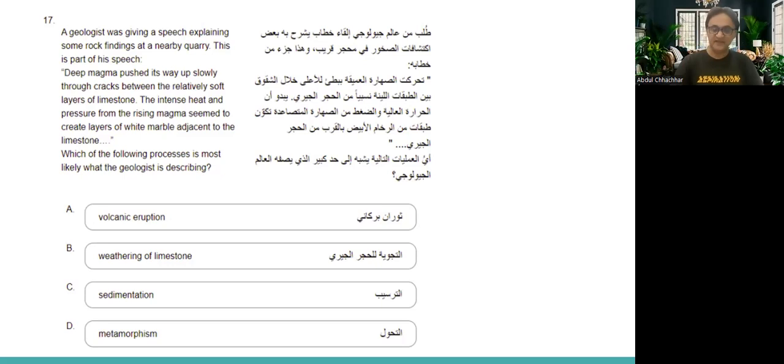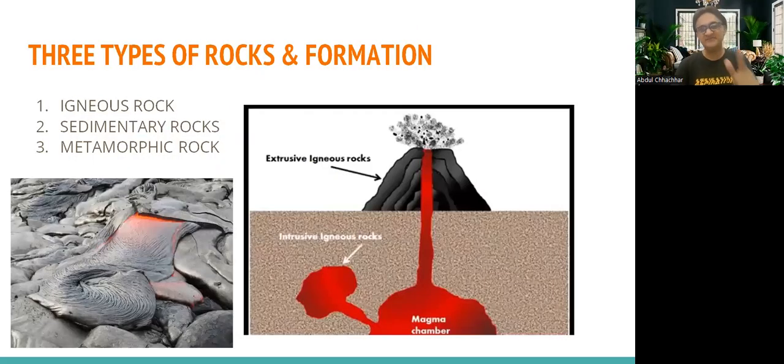So first, let me talk about the types of rocks and their formation. We have three types of rocks: igneous rock, sedimentary rock, and metamorphic rock. You must know the formation of these rocks. I'll just give you the overview. The first one you can see is an igneous rock.